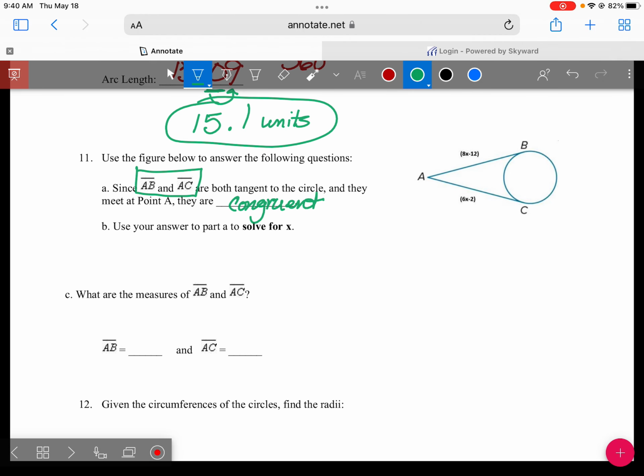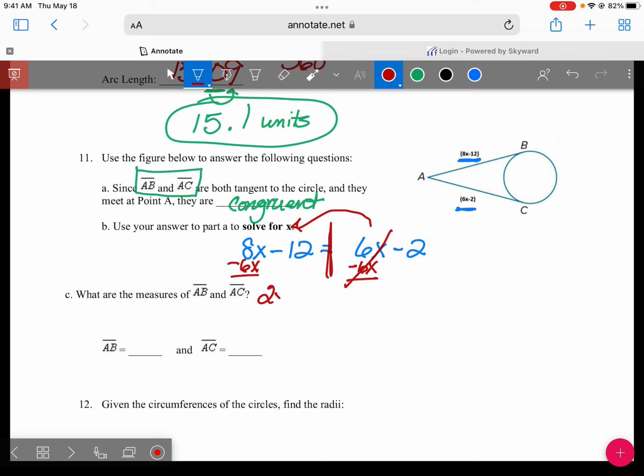Well, if those line segments are congruent, these measures are going to be equal. So you set them equal to each other. 8x minus 12 equals 6x minus 2. Can I combine like terms on one side of the equation? No. So we need to move them mathematically, okay? So I am going to move the smaller of the x's over here by subtracting. Those x's cancel out. I have 2x over here.